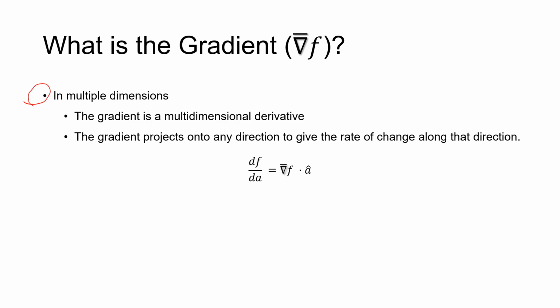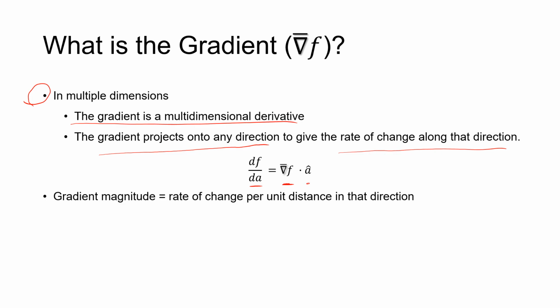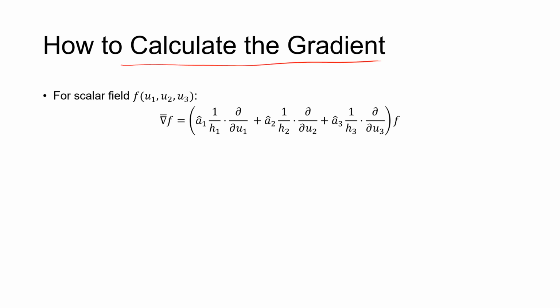In multidimensional space, the gradient is just the multi-dimensional derivative, and simply the gradient projects onto any direction to give the rate of change along that direction. Mathematically, we can write that the derivative of a function in the direction of a is equal to the gradient of this function multiplied by the unit vector in this direction. So in short, the gradient magnitude is also equal to the rate of change per unit distance in that direction. So let's learn how to calculate the gradient.